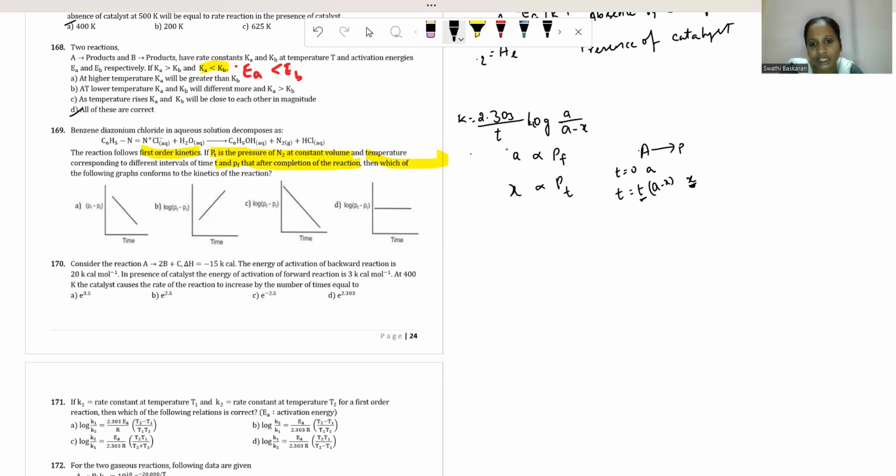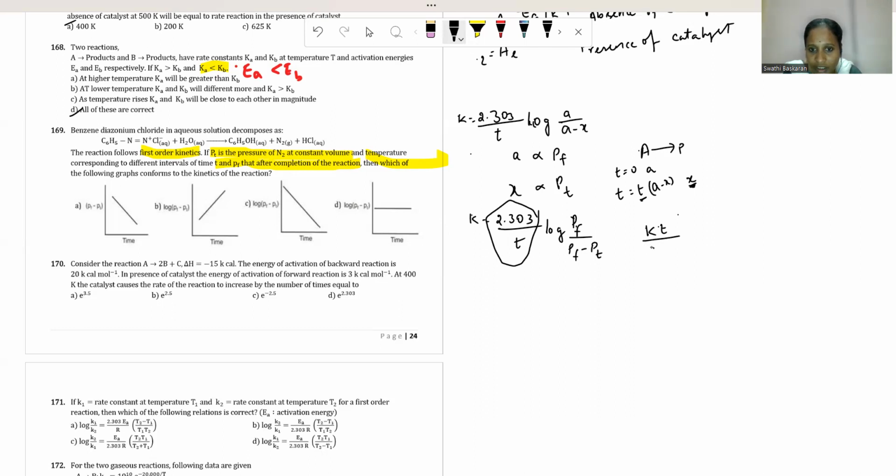Now, after getting the values for A and X, we can express this equation in terms of PF and PT. So K is equal to 2.303 divided by T, log of A, which is directly proportional to PF, so PF divided by PF minus PT. Now we will bring this equation into line regression form so that we can compare all these four graphs and see whichever graph would be correct. So I'm taking T from the denominator to this side, and this entire term I'm going to take on the K side.